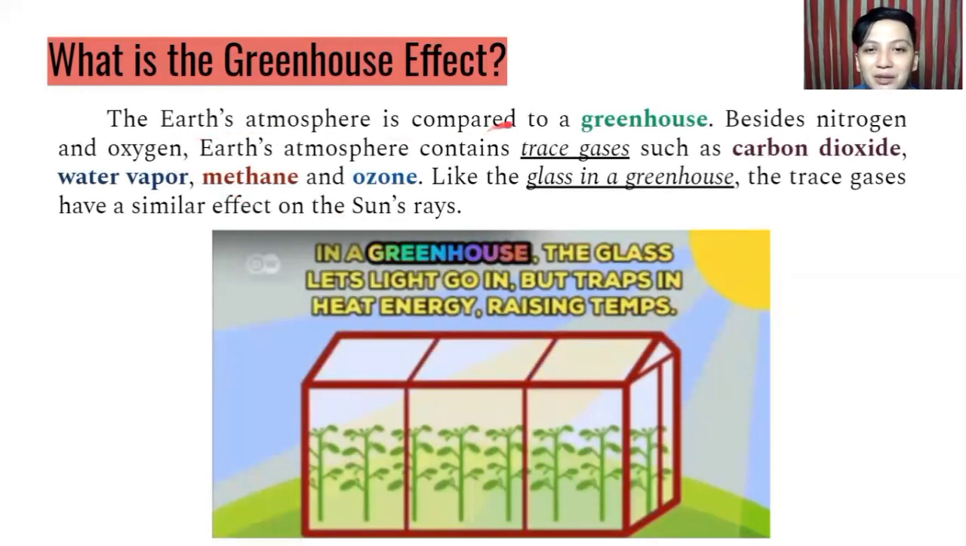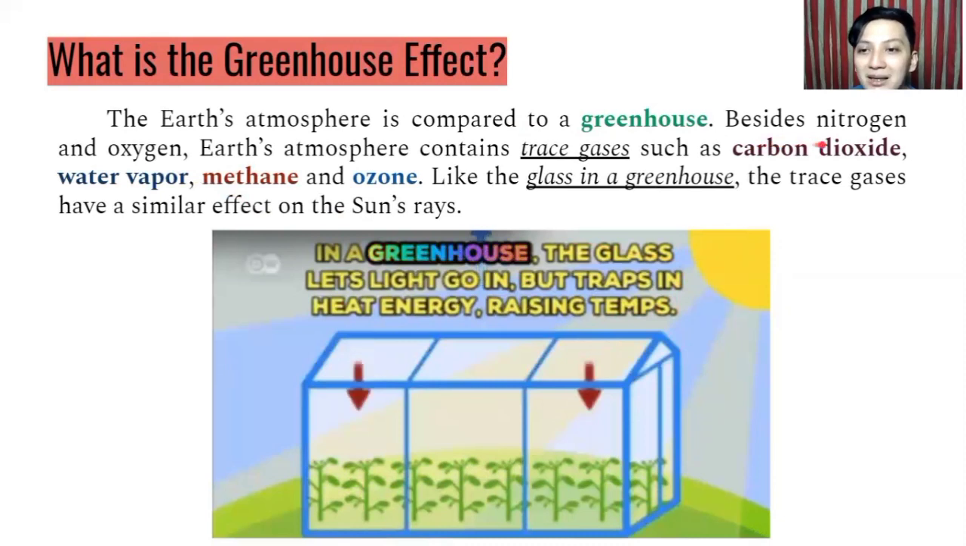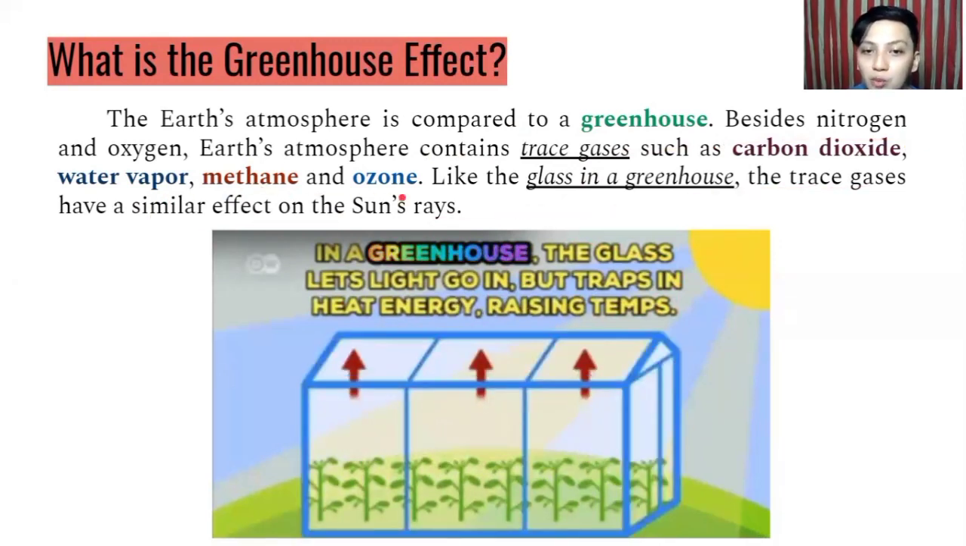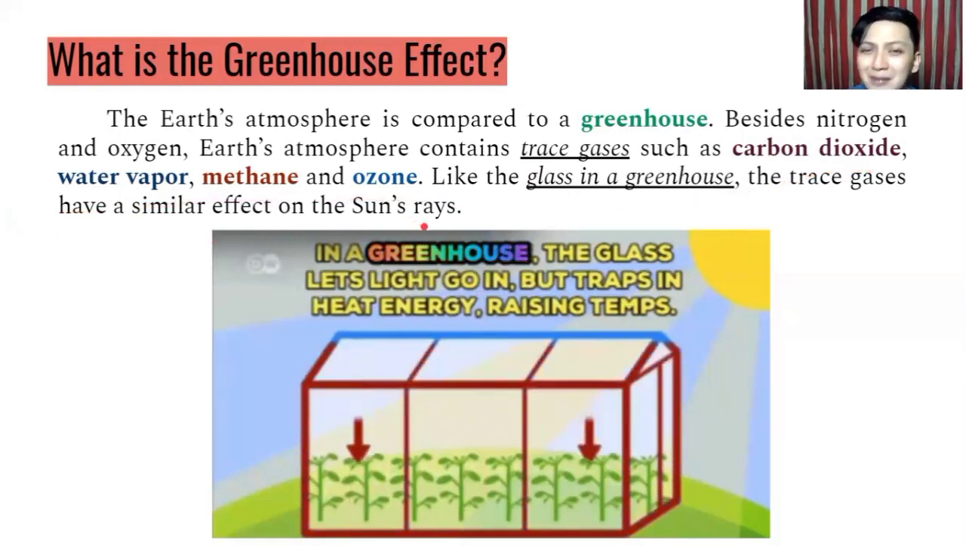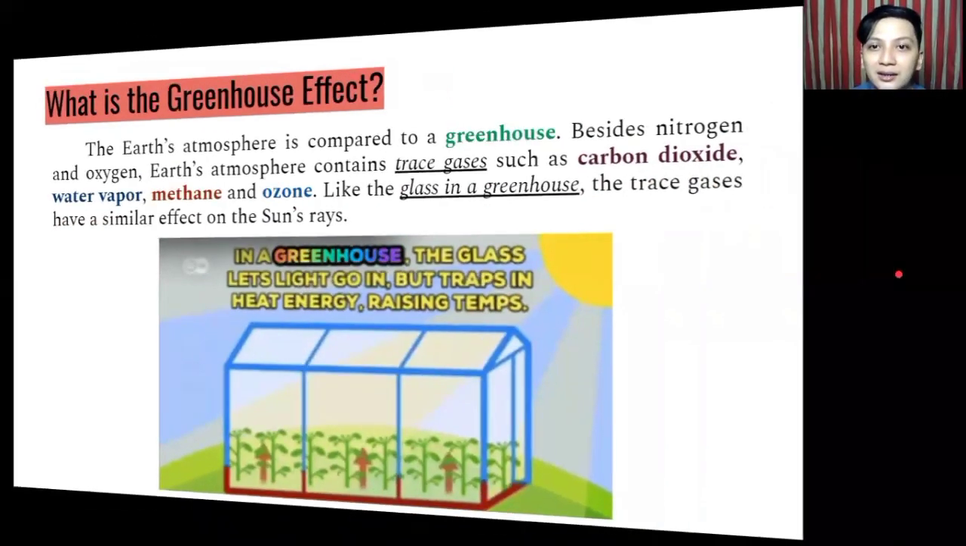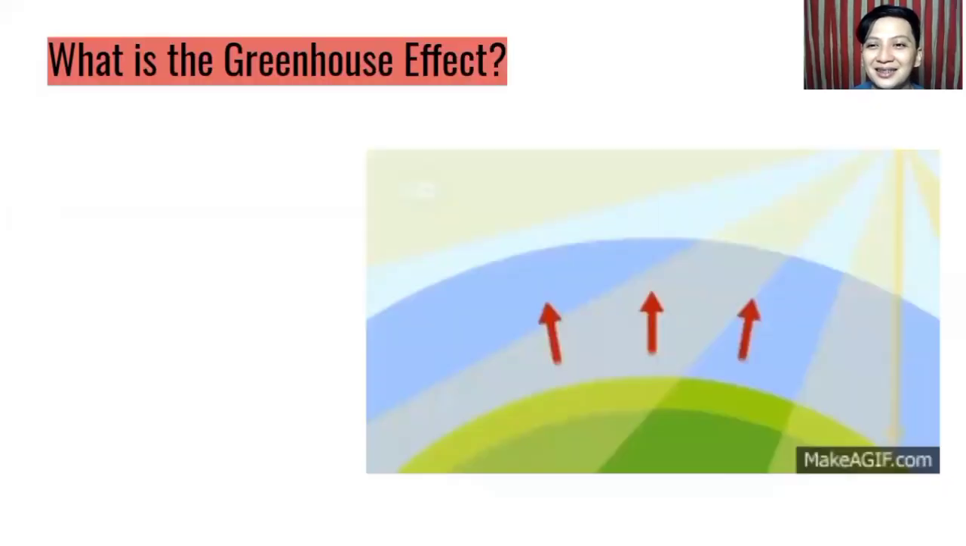The Earth's atmosphere is compared to a greenhouse. Besides nitrogen and oxygen, Earth's atmosphere contains trace gases such as carbon dioxide, water vapor, methane, and ozone. Like the glass in the greenhouse, the trace gases have a similar effect on the sun's rays. So, delikado rin yung mga ibang trace gases na yan. So, let's dig more about this greenhouse effect.